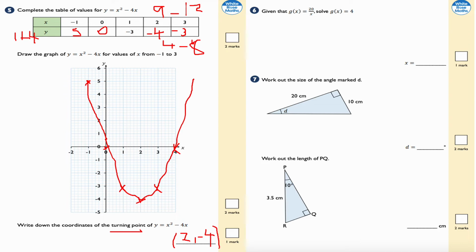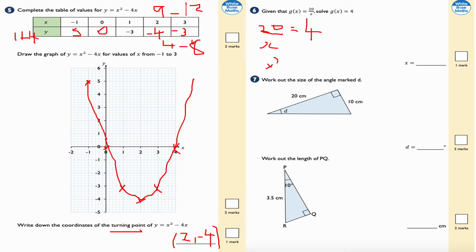The next part, guys, given that g of x is equal to 20 over x, solve g of x is equal to 4. So 20 over x is equal to 4. So 20 divided by something is 4. Now, some of you may recognize that the answer is 5, but we will just confirm this.